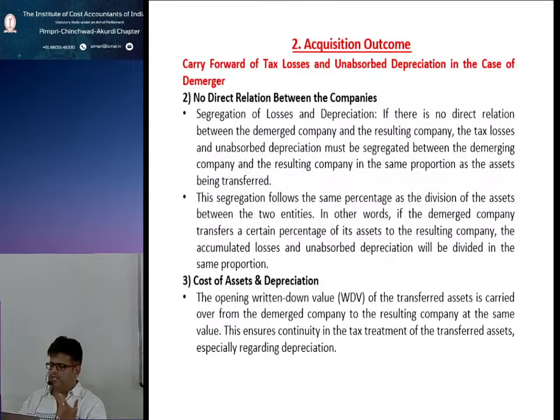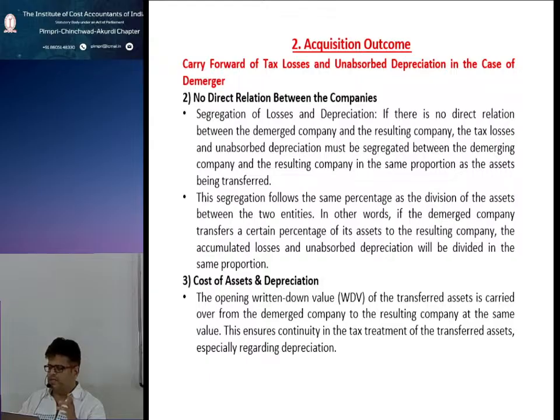No direct relation between the companies: in that case, segregation of losses and depreciation. If there is no direct relation between the demerged company and the resulting company, the tax losses and unabsorbed depreciation must be segregated between the demerged company and the resulting company in the same proportion as the assets being transferred. This segregation follows the same percentage as the division of the assets between the two entities. In other words, if the demerged company transfers a certain percentage of its assets to the resulting company, the accumulated losses and unabsorbed depreciation will be divided in the same proportion.